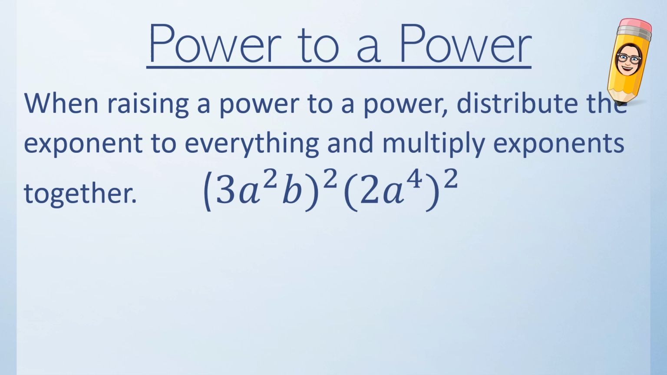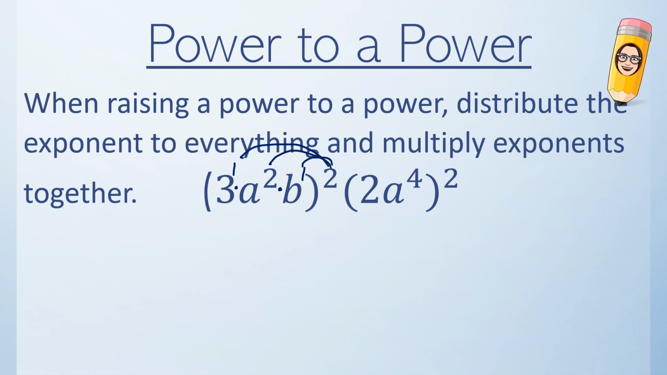Power to a power and power to a quotient go together. So when you have power to a power, you distribute the exponent and you multiply the exponents. So again, acknowledge how many bases. There's 3 to the first, a to the second, b to the first. We're going to distribute the 2 to every exponent.